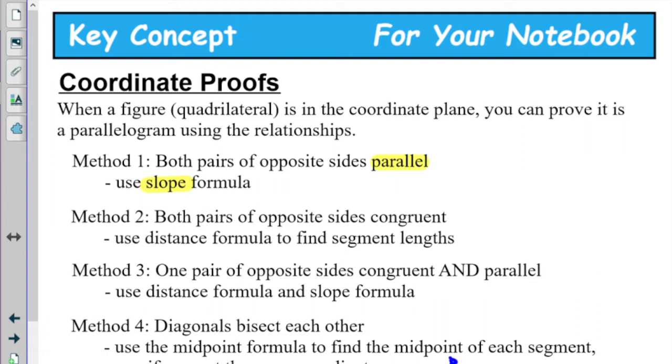So just a reminder, if you want to know about parallel, you're going to use slope formula because same slopes mean that they're parallel. Parallel lines have the same slope. If you want to know about congruent, we want distance formula for that. And if you're going to want to know about bisectors, that's what a midpoint formula can tell you. So you'll see each of those formulas happening. We're going to take the same parallelogram and we're going to do each of those formulas for that parallelogram.